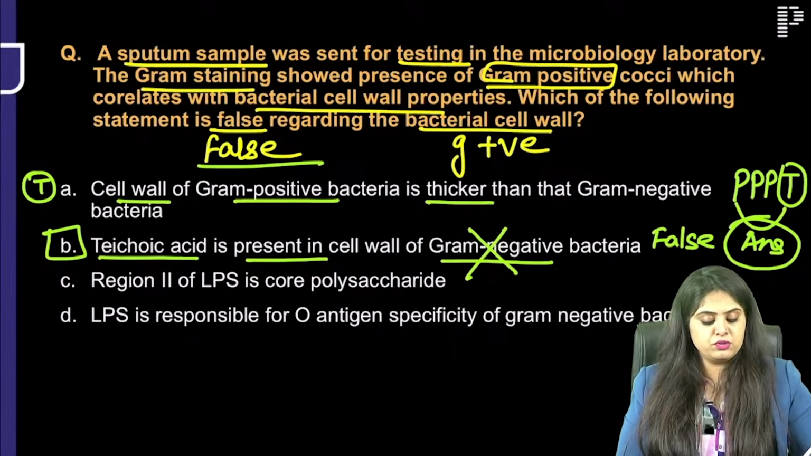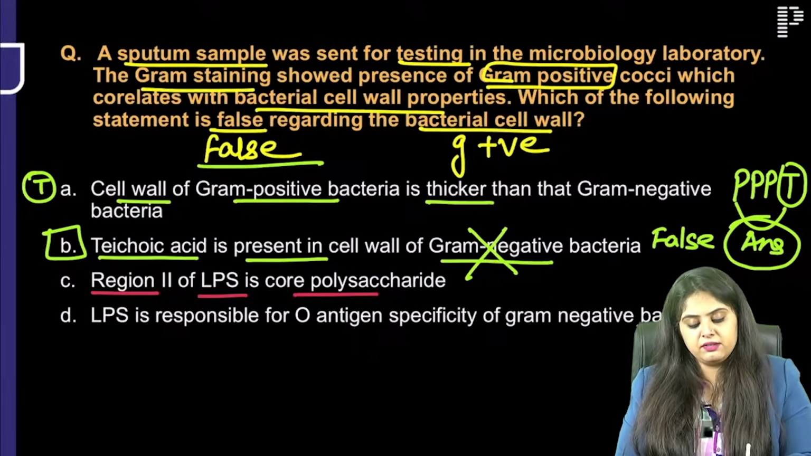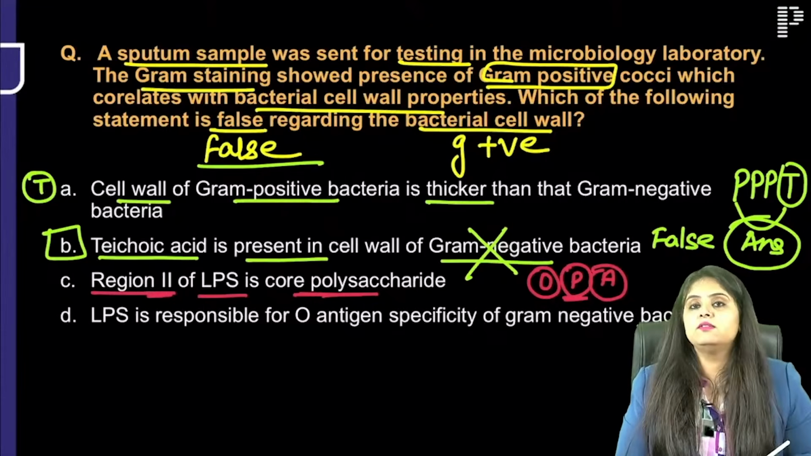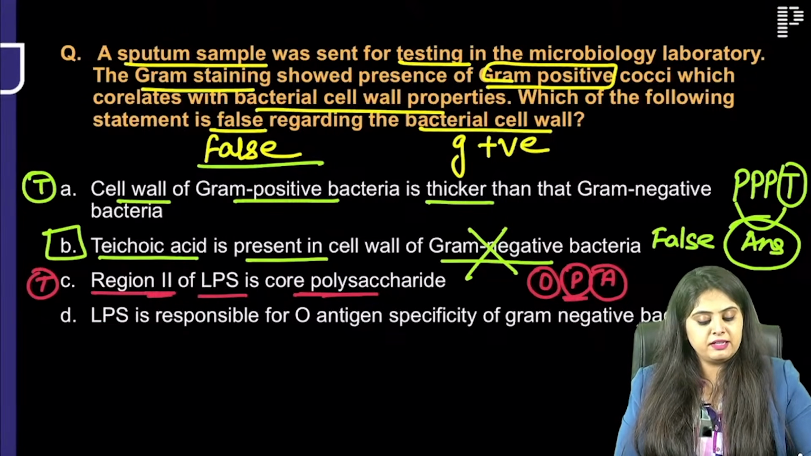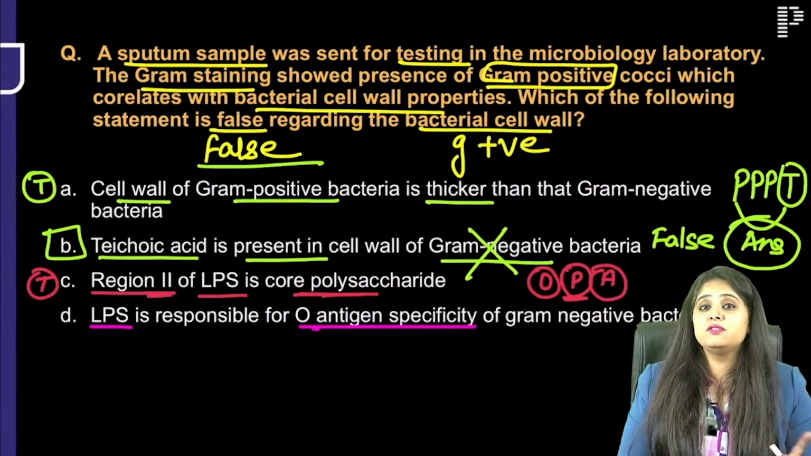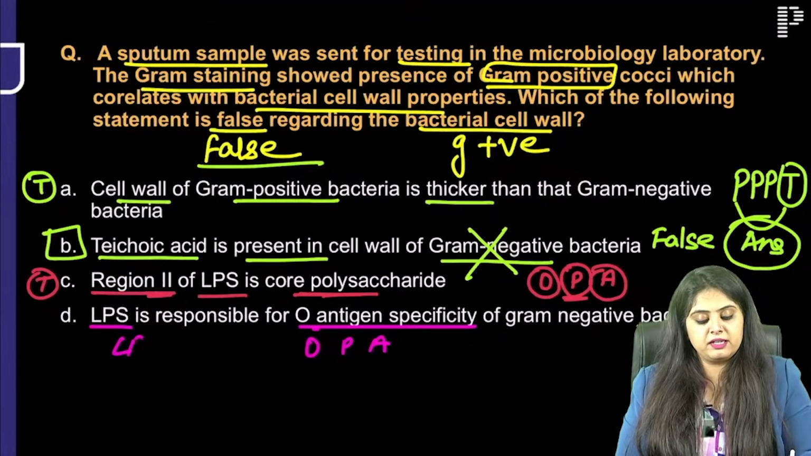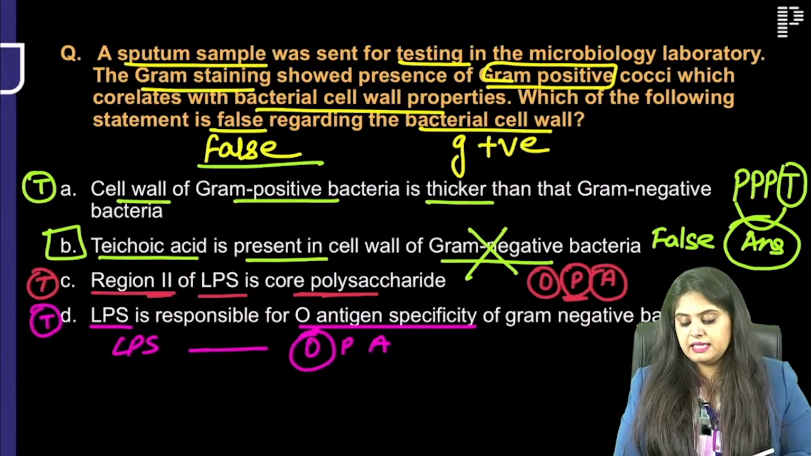Let me read other options. Region 2 of lipopolysaccharide is polysaccharide. I had learnt OPA. Region 1 was O antigen. Region 2 was polysaccharide. Okay. And region 3 was lipid. This is also true. Next, lipopolysaccharide is responsible for O antigen specificity. Yes, O antigen is variable, so O antigen is present again in OPA of lipopolysaccharide. O antigen is going to be present, so this is also correct.